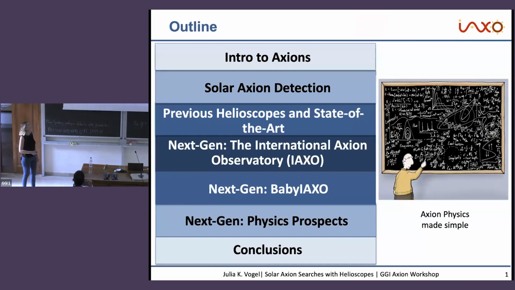Obviously, I don't need to do much introduction to axions, so that is just one slide, but I'm going to talk a little bit about solar axion detection before telling you about the previous helioscopes that have been taking data, as well as the state-of-the-art, the CERN Axion Solar Telescope, or CAST. And then I'm going to dive into the next generation, which is basically a fourth generation helioscope, the International Axion Observatory, IAXO, and its intermediate stage, BabyIAXO.